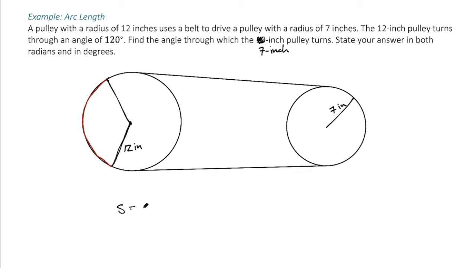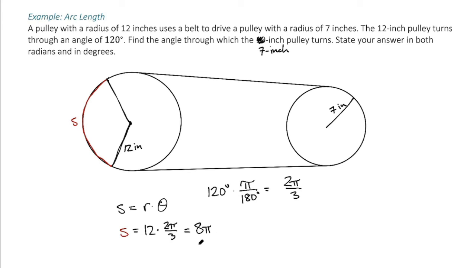So arc length is given by the radius times the angle measured in radians. I'm going to need 120 degrees in radians. So we're going to convert that by multiplying by pi over 180 degrees. And that comes out as 2 pi over 3. We've got a common factor of 60 here. And so now I can find this length here, S, and that is the radius, which is the 12 inches, times the 2 pi over 3. And that gives me 8 pi.